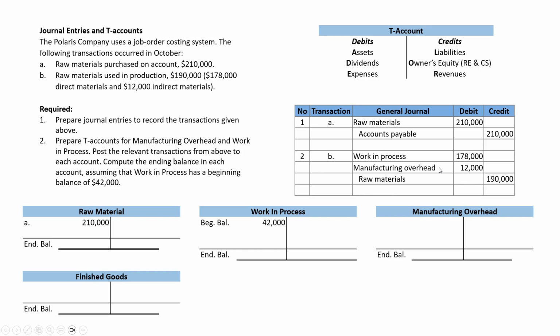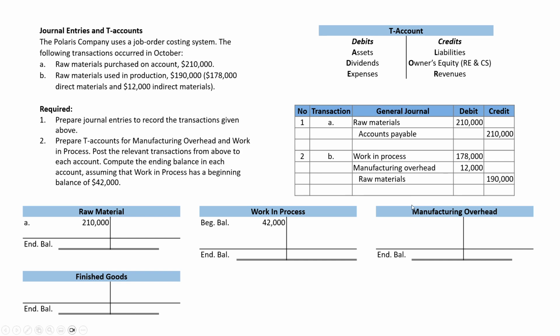Manufacturing overhead functions like an asset, expense, or dividend because it's increased by debit and decreased by credit. But it's not an asset, dividend, or expense. It's a temporary account we only use during the manufacturing process. And eventually, we'll see in a future video, we need to clear that out. But I don't want to add that complication here. Just know it's increased by debit.